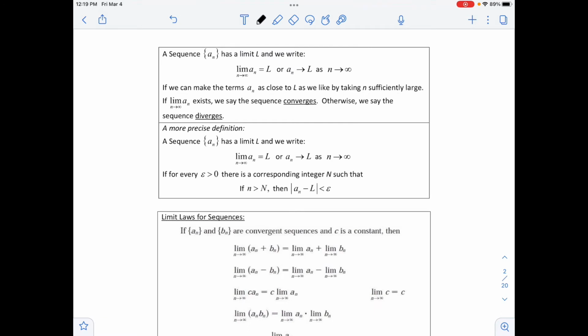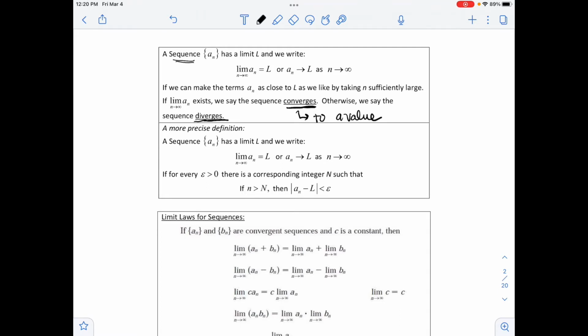At the top of the next page, it says a sequence has a limit L, and we write the limit as n approaches infinity of a sub n equals L, or as a sub n approaches L, n approaches infinity, if we can make the term a sub n as close to L as we like by taking n sufficiently large. So if the limit as n approaches infinity of a sub n exists, we say the sequence is going to converge. And converging means that it is going to go to a specific value, so to a number. So it goes to a value. Otherwise, we say that the sequence is going to diverge.